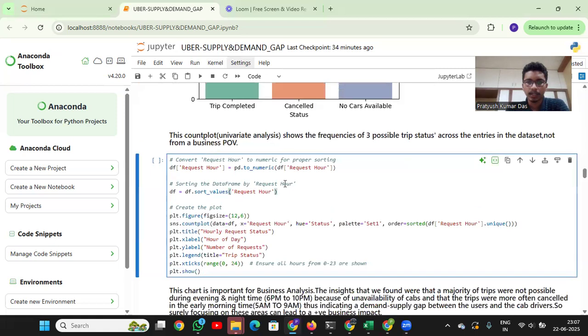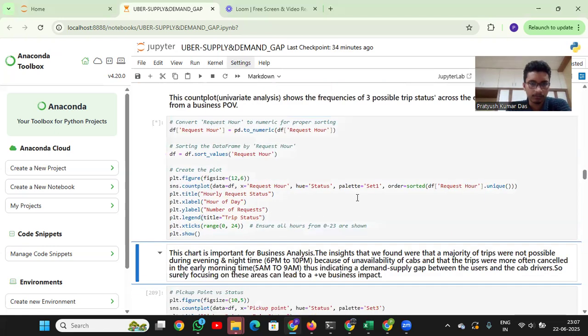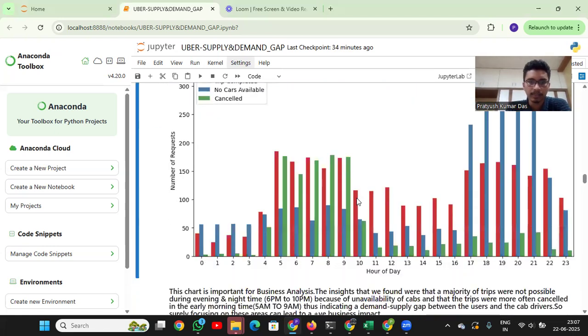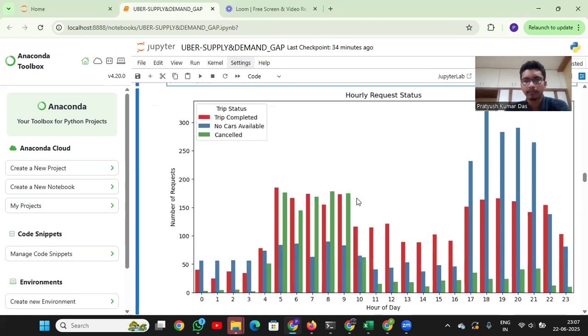Coming to the main thing, our main aspect is to sort the request hours, like if I'm having time ranging from 0 to 23. So I sorted these request hours using the pd.to_numeric function, and then sorted it using the sort_values function. Later I created another count plot, which shows the distribution of the requests made per hour of the day.